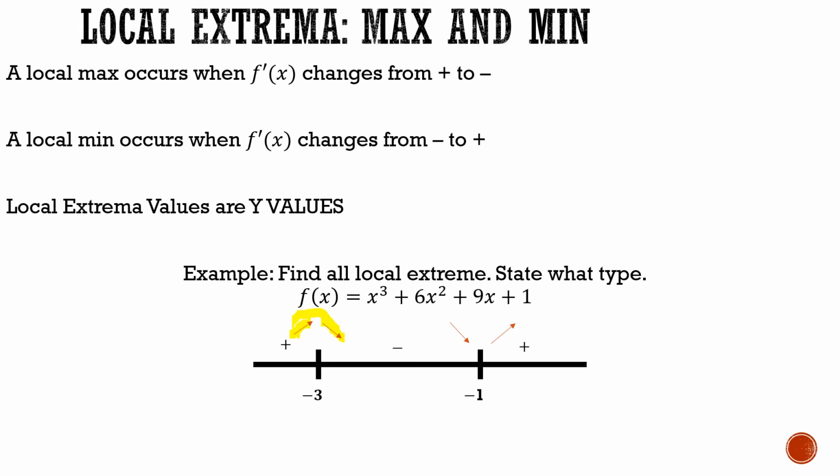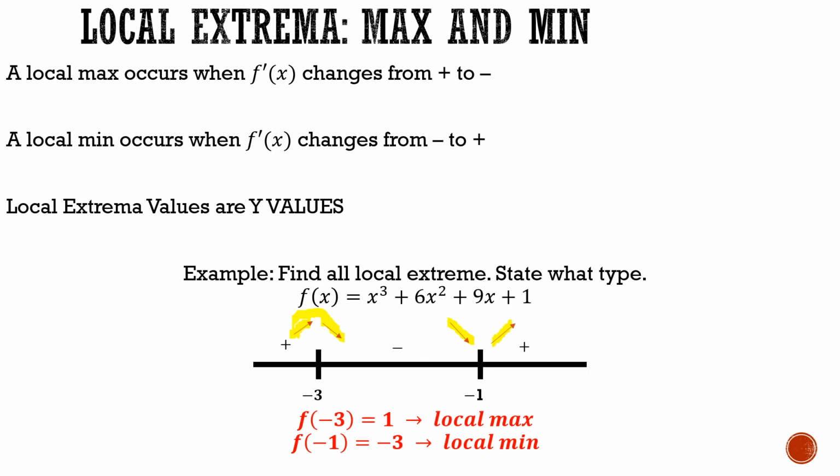And I can use the same logic to figure out what negative 1 is. I'm decreasing to the left and increasing to the right. So again, when I look at that, that looks like a valley, and therefore, that is a min. So f of negative 3 equals 1 is a local max, and f of negative 1 equals negative 3 is a local min. Notice I got these 1s and these negative 3s by plugging back into the original function.